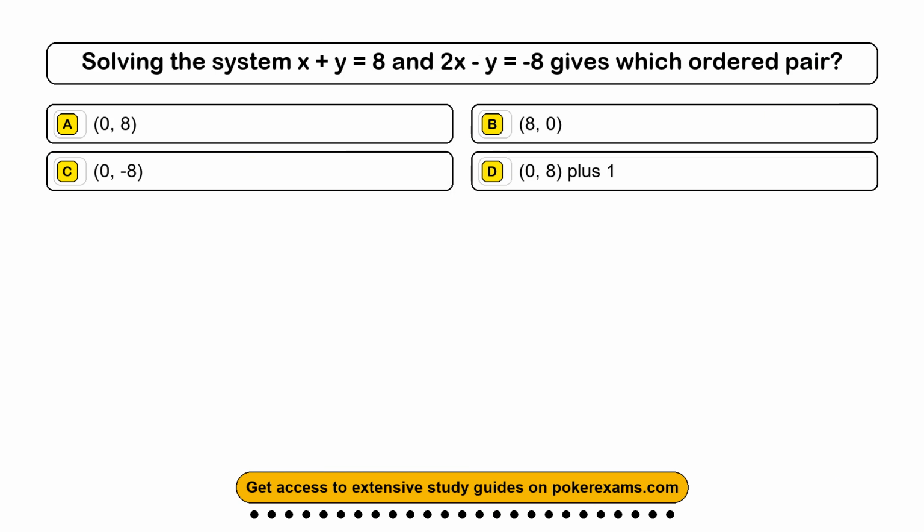Question 12. Solving the system x plus y equals 8 and 2x minus y equals -8 gives which ordered pair? Option A, 0, 8. Option B, 8, 0. Option C, 0, -8. Option D, 0, 8, plus 1.